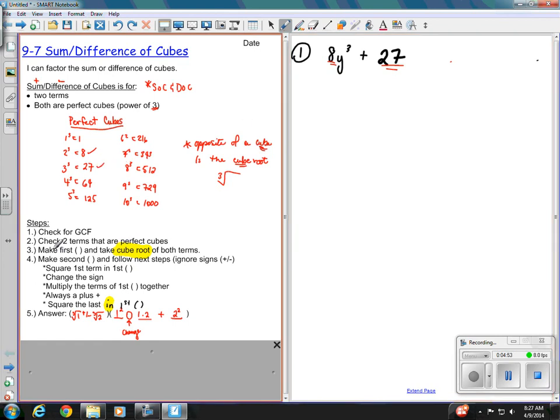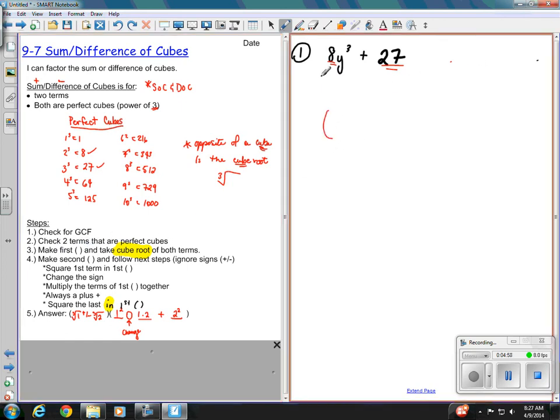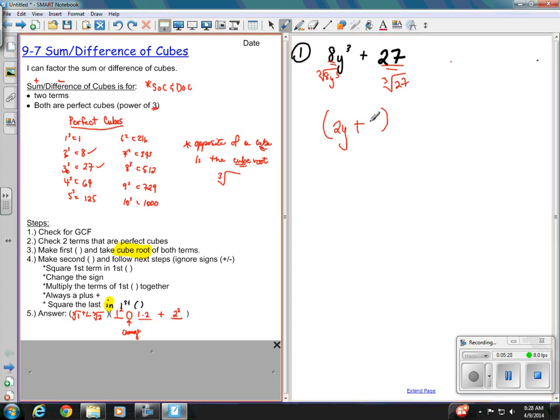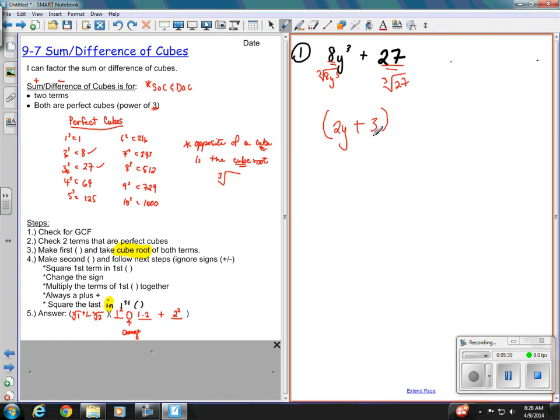Now, step 3 says make the first parenthesis and take the cube root of both terms. I'm going to skip a line to give yourself some room to write the next one. So skip a space and then make your first parenthesis. Take the cube root of 8y cubed. The cube root of 8, if you look over here, is 2. And then the cube root of y cubed is just y because cubes cancel. Now I'm going to drop down my plus sign and say the cube root of 27. Over here on your cube root list, it's 3. So 2y plus 3. We have our first parenthesis.